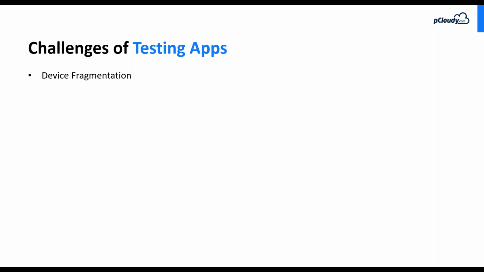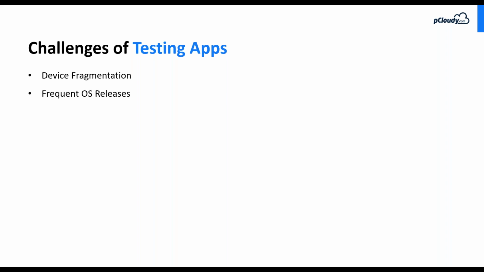Now, in the current scenario, when we have so many devices available in the market, what is important is device fragmentation. Device fragmentation is the key. This is one of the biggest challenges we are facing these days, maybe because of the number of OEMs available and the number of different models launched in the market every day. So because of this, device fragmentation is the biggest challenge when we are talking about mobile applications.